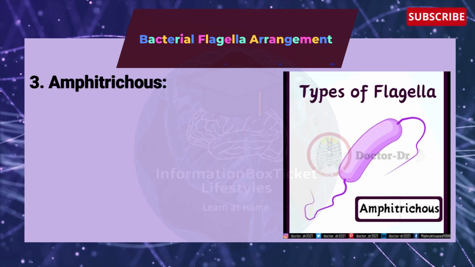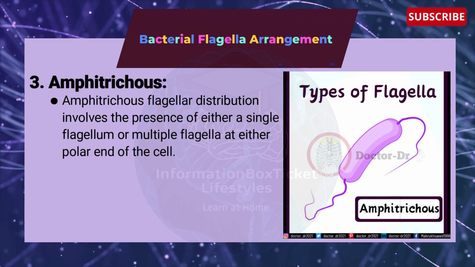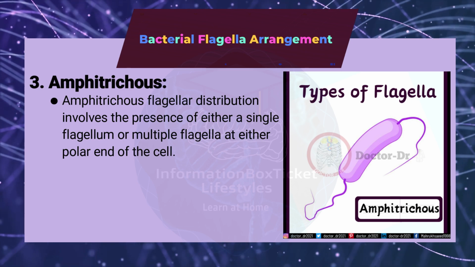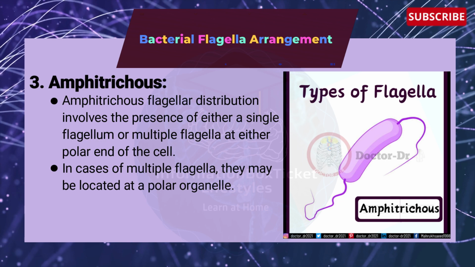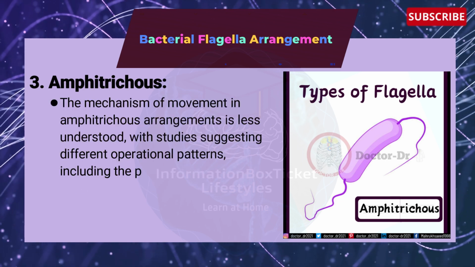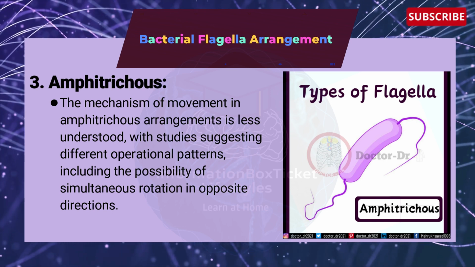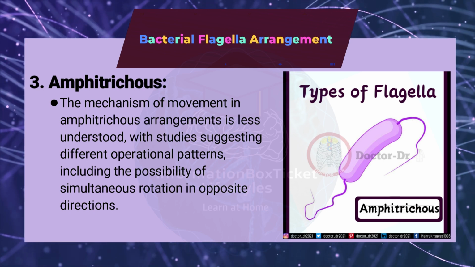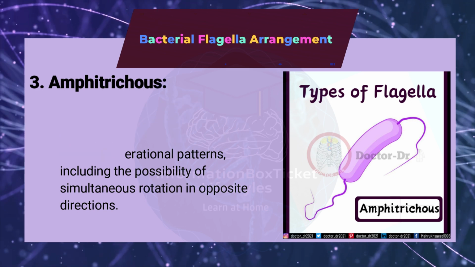Number 3. Amphitrichous. Amphitrichous flagella distribution involves the presence of either a single flagellum or multiple flagella at either polar end of the cell. In the case of multiple flagella, they may be located at the polar organelle. The mechanism of movement in amphitrichous arrangements is less understood, with studies suggesting different operational patterns, including the possibility of simultaneous rotation in opposite directions.